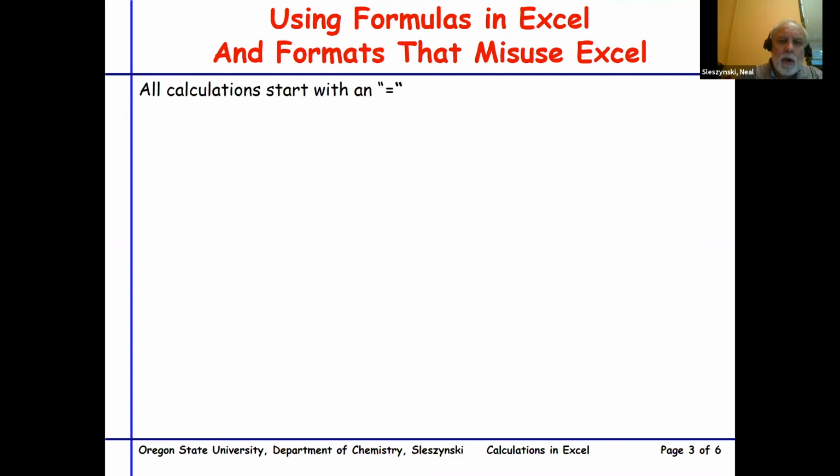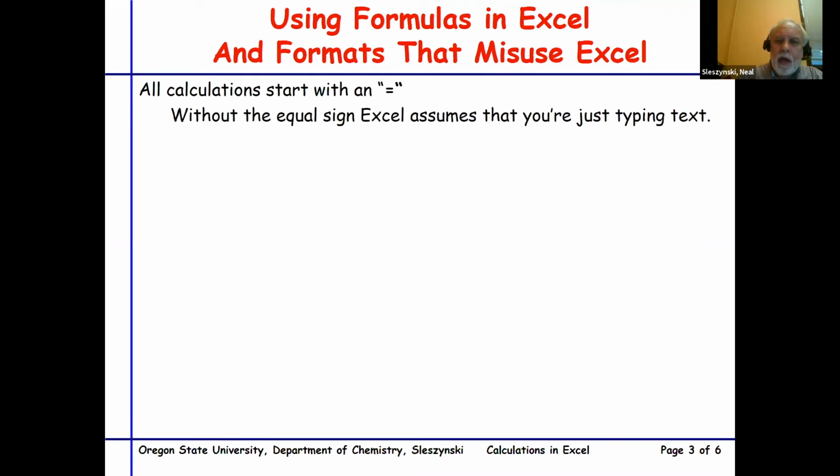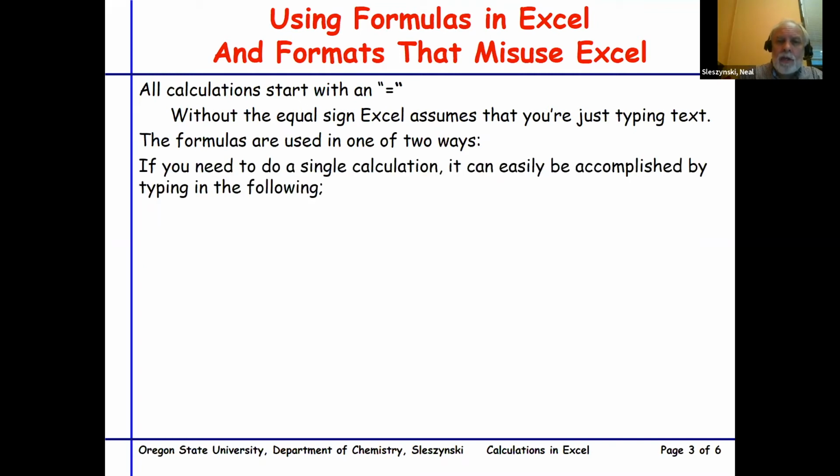Okay, so we always start a calculation in a cell in Microsoft Excel with an equal sign. Without the equal sign, Excel just assumes that you're typing text. The formulas after the equal sign can be used in two ways. If you need to do a single calculation, it can be easily accomplished by typing in equals the formula for whatever you would like to calculate, and the individual numbers separated by commas.